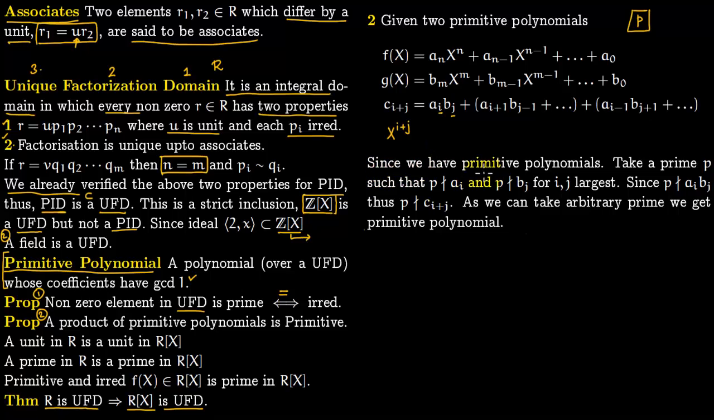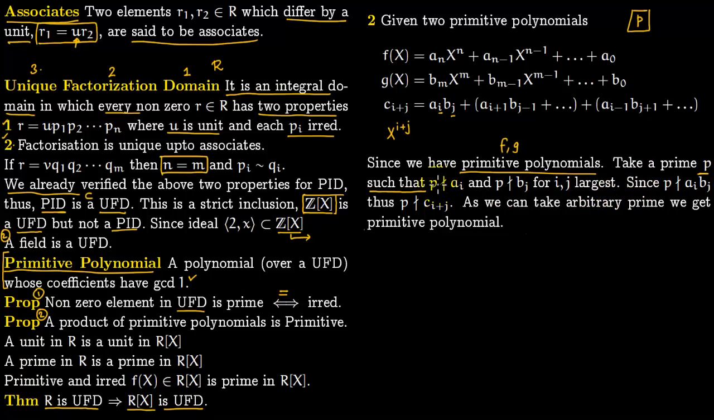So now we come to the proof. Since we have these primitive polynomials f and g, you take some prime p, and say this prime divides maybe some of the coefficients. Then this prime would not divide some a_i, and this prime would not divide some b_j, for i and j largest. Because if this prime ends up dividing all these coefficients, then this will no longer be a primitive polynomial. Similarly, if the prime ends up dividing all the b's, it will no longer be a primitive polynomial. So there exist some i and j, and you take these i and j as the largest ones.